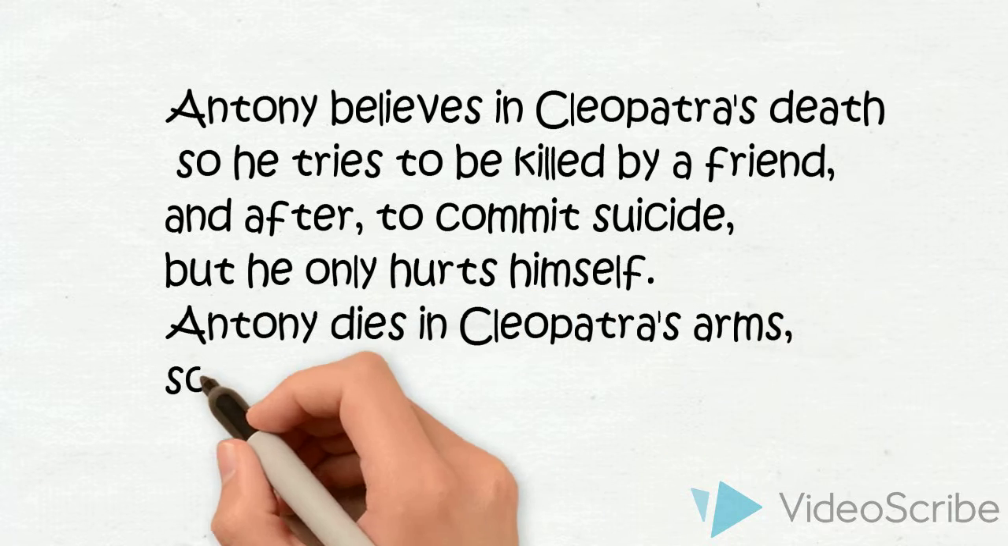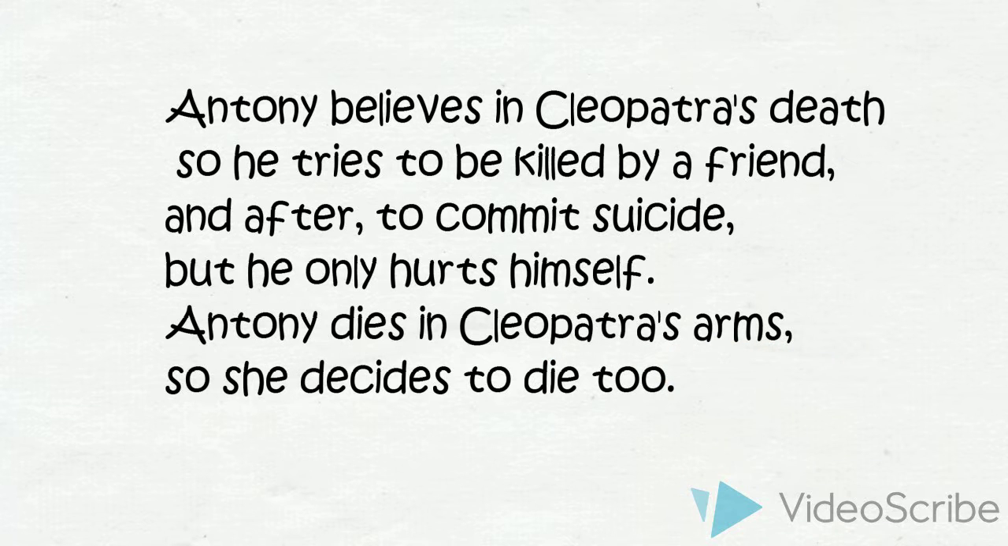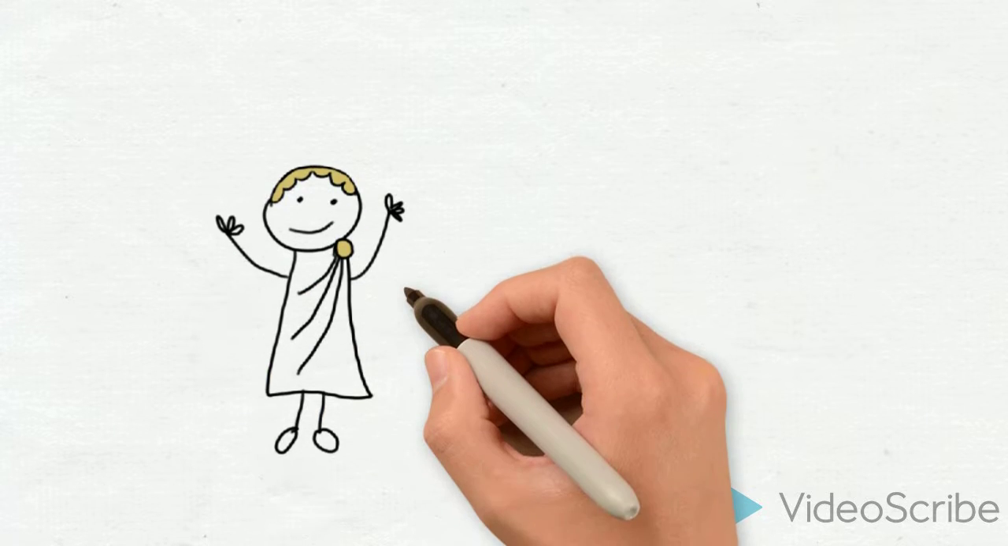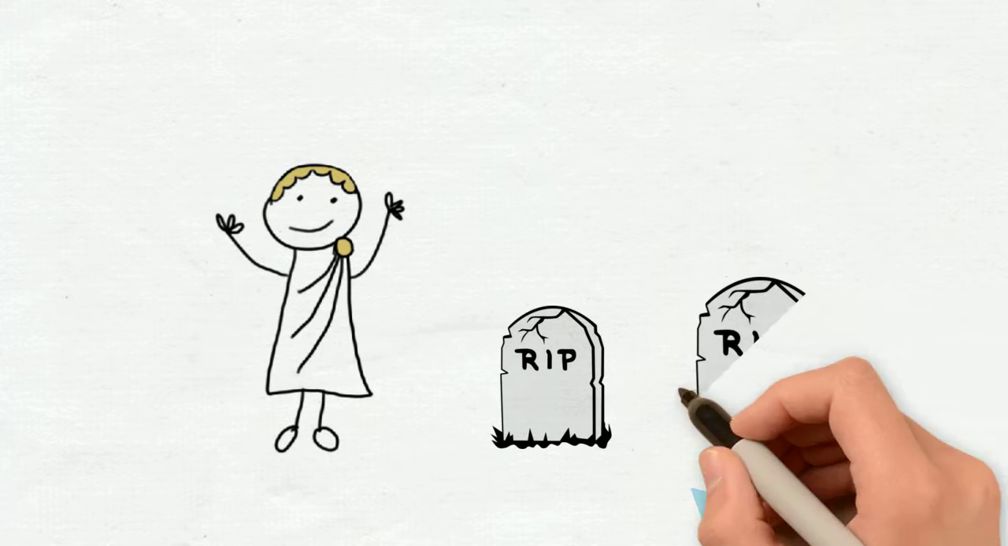Then he finds out that Cleopatra is still alive, and when he comes back to her, he dies in her arms. At the end, Cleopatra also decides to kill herself, staying in a locked room with a poisoned snake, and Octavius buries the two lovers together.